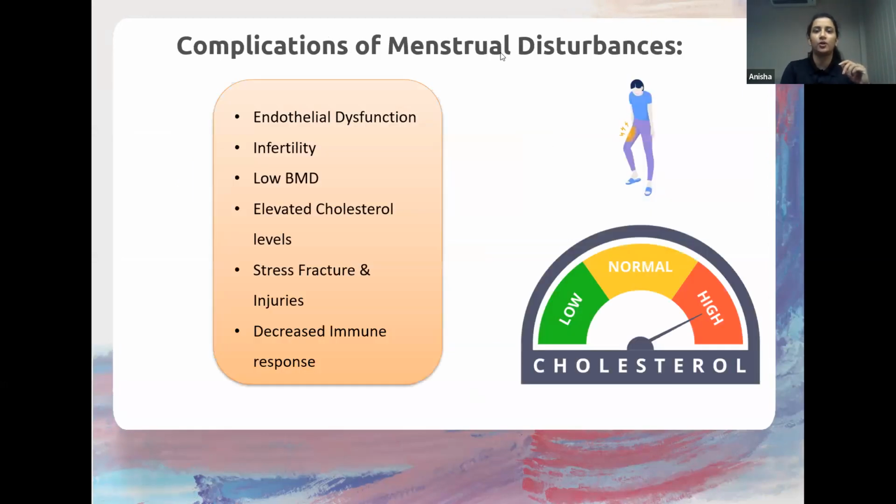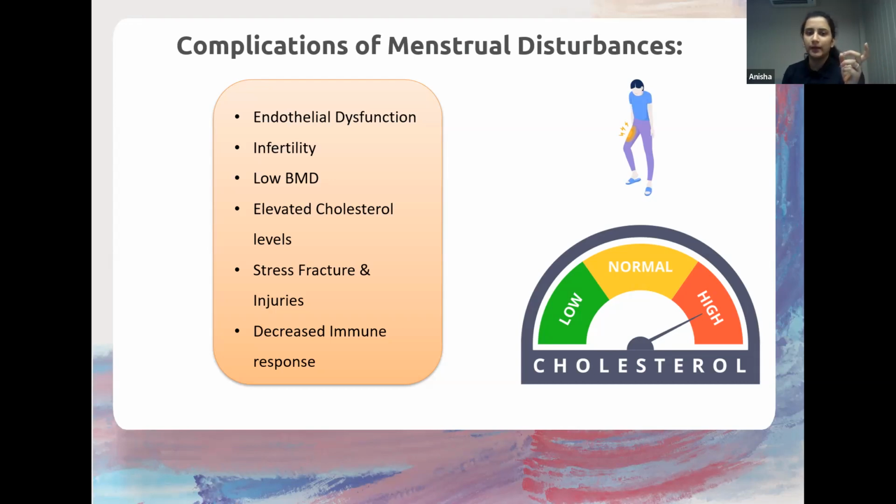Okay. Now, what are the complications of this particular thing? What all things can go wrong is firstly the endothelial dysfunction. Because there is hormonal change, your endothelial lining starts increasing in size, or it becomes thicker and thicker, which is not good for a regular menstrual cycle. If there is endothelial dysfunction, then it can also lead to your PCOS, causing infertility. All these things are related.